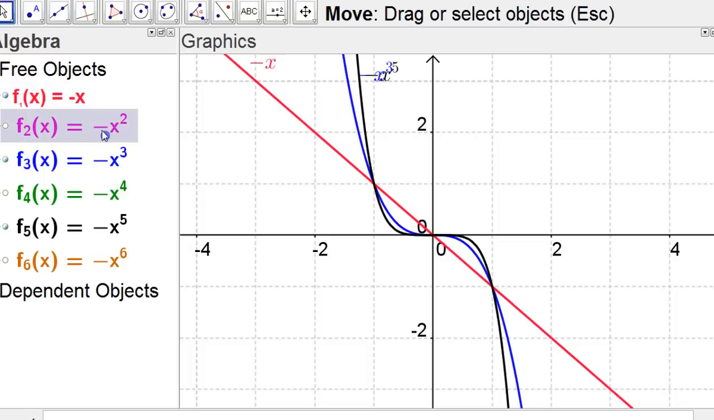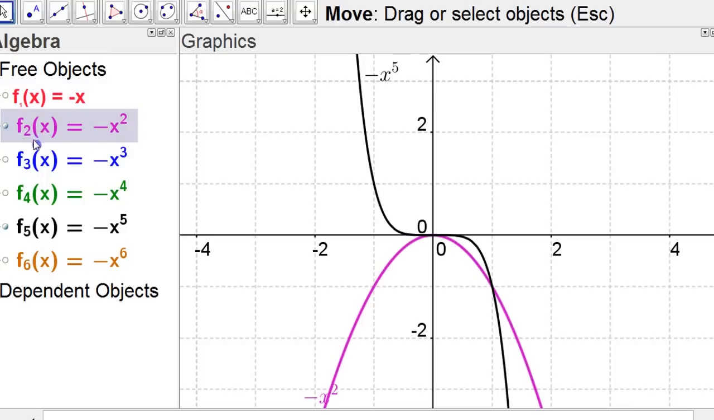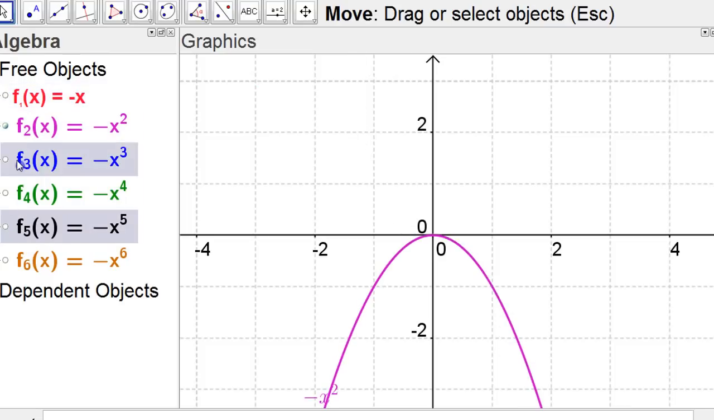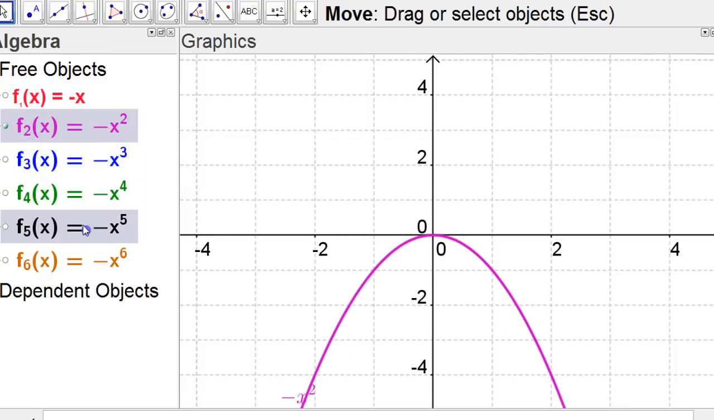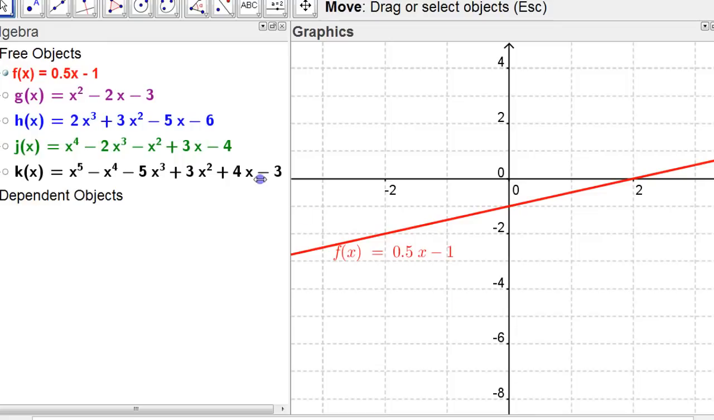All right, so that's the importance of that leading coefficient being positive or negative. We're going to look now at functions that have a lot more terms in them. And to do that, we're going to look at a different graph here that has already some polynomials with lots of different terms in them.